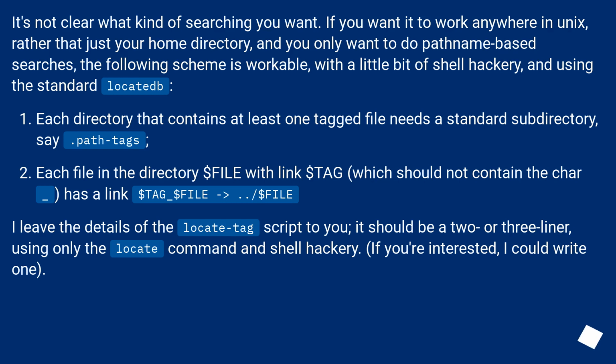Each file in the directory, $file, with tag $tag, which should not contain the character underscore, has a link, $tag_$file, pointing to ../$file. I leave the details of the locate-tag script to you. It should be a 2 or 3 liner, using only the locate command and shell hackery. If you're interested, I could write one.